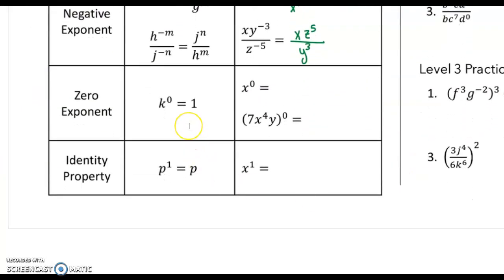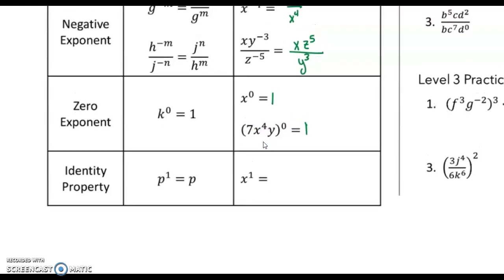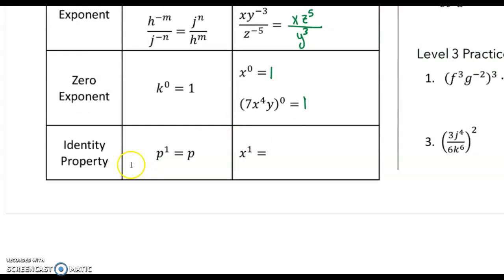Okay, the 0 exponent, anything to the 0 power is 1. So x to the 0 is 1. On this one, you have this whole parentheses to the 0 power, so everything in the parentheses turns into 1 because the 0 is outside of the parentheses. And then the identity property, anything to the 1 power is just itself. You don't have to write the 1 power. So when it's x to the 1, that's the same as just x. If there's no power written, it's understood that there is a 1 right there.